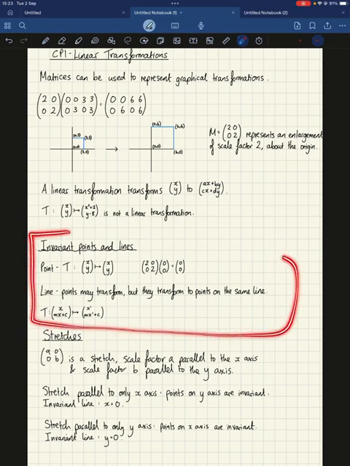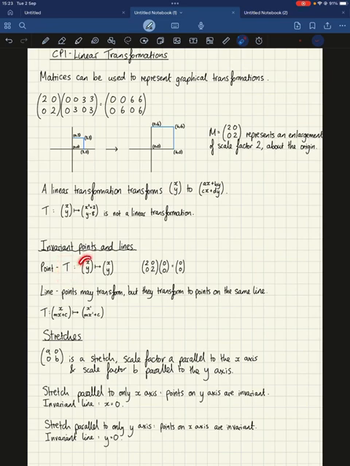Now invariant points and lines, we've met these before, like at GCSE and probably A level, I guess. If we have a transformation T, if it happens to the point (x, y), an invariant point will not change, it will stay the same. So it's mapped to (x, y), it doesn't change. If we look at this over here that we did, the invariant point is (0, 0), because it just stays the same before and after.